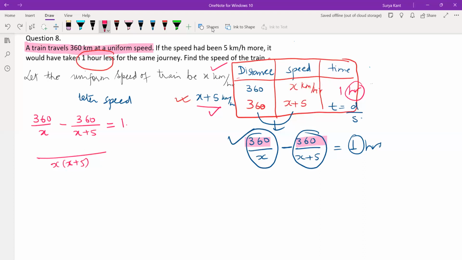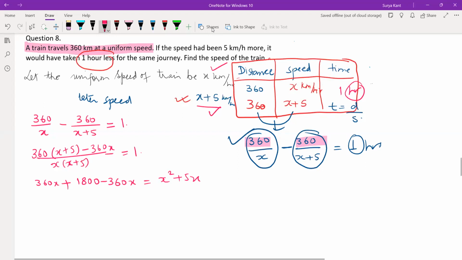If you use the butterfly rule, what do you get? 360 into x plus 5 minus 360x is equal to 1. So 360x plus 360 into 5, what do you get? 1800, right? Minus 360x is equal to x square plus 5x. We are just cross multiplying over here. The denominator goes to the other side and becomes x square plus 5x. Now, if you see, this will get cancelled.